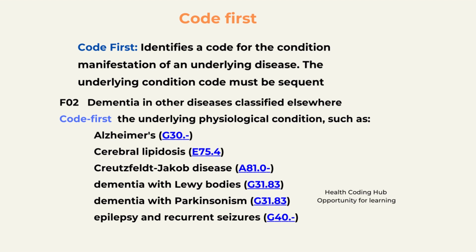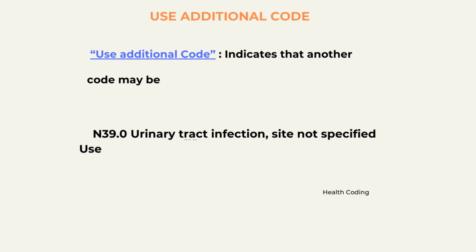Code first identifies a condition that is a manifestation of an underlying disease. The underlying condition must be sequenced first. Look at this code for dementia in other diseases classified elsewhere, F02. In most cases, the manifestation code has the phrase "in diseases classified elsewhere." What it means is, if the patient has Alzheimer's disease as the underlying cause of dementia, then the category G30 code must be listed first.